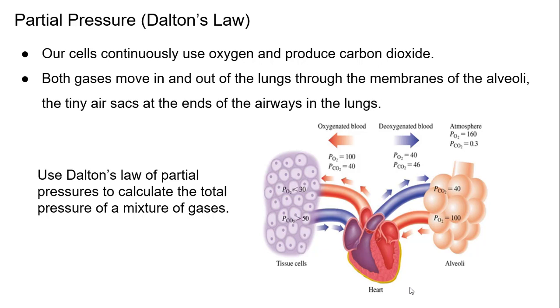One of the things I want to point out in this drawing, you see that there's a pressure for oxygen, there's a pressure for CO2, and you can see it's in various different parts of our body. But what we find is that when we combine the pressures, we can figure out the total pressure by adding all these pressures together.